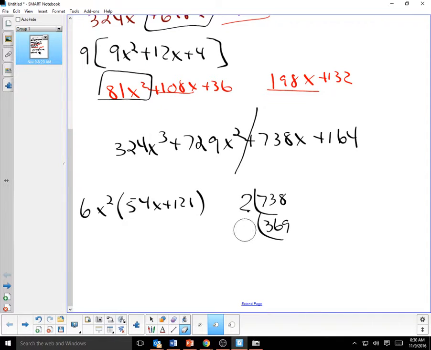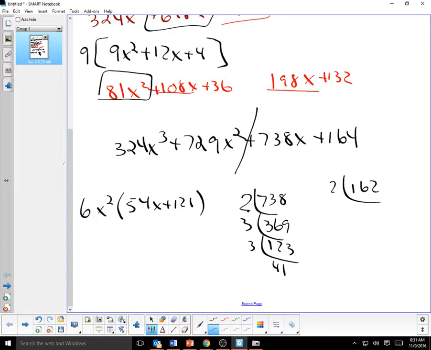Oh, you can't. So divided by 3. Divided by 3 is 1, 2, 3. Divided by 3 is 41. And 164 divided by 2 is 82. 81 divided by 3 is 27. Divided by 3 is 9. 3. So they have 6 in common?